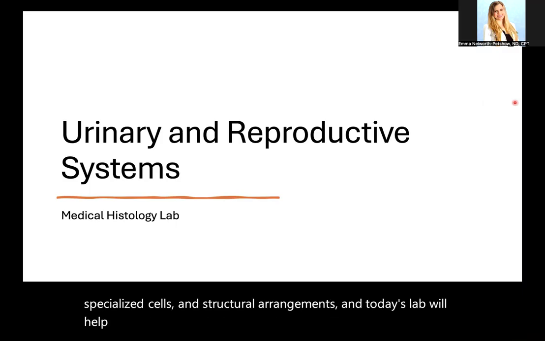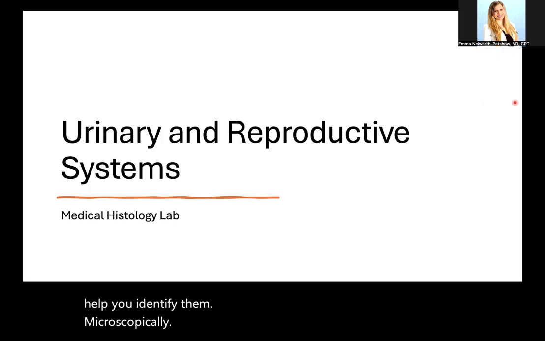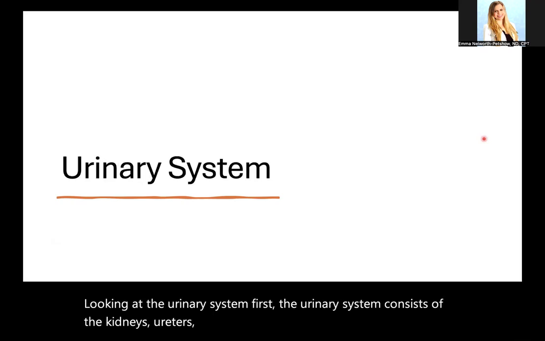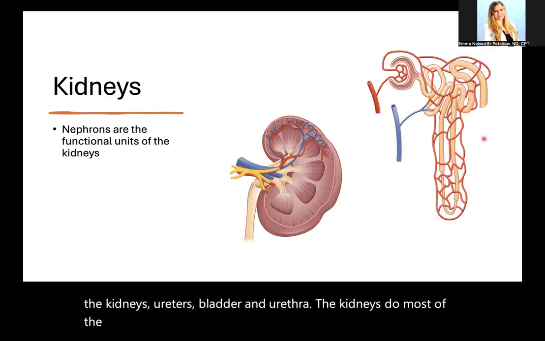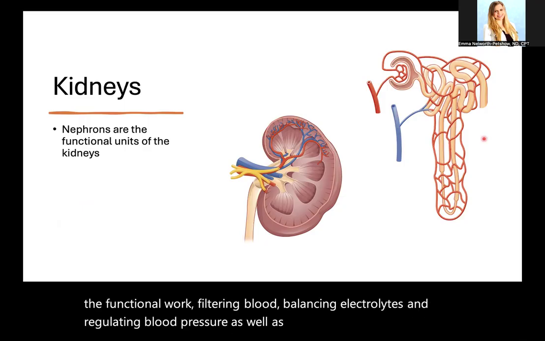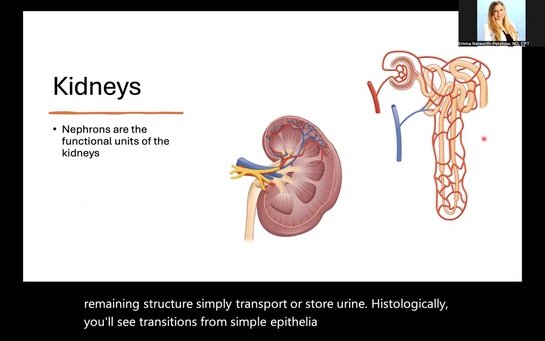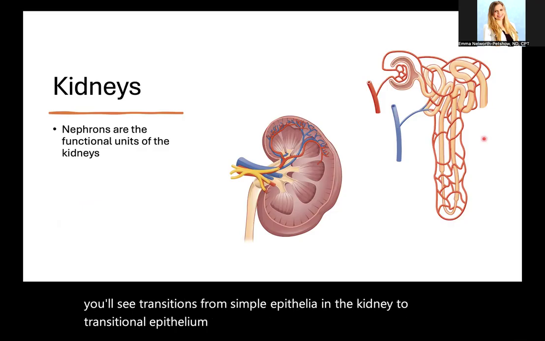identify them microscopically. Looking at the urinary system first, the urinary system consists of the kidneys, ureters, bladder, and urethra. The kidneys do most of the functional work, filtering blood, balancing electrolytes, and regulating blood pressure, as well as producing urine. The remaining structures simply transport or store urine. Histologically, you'll see transitions from simple epithelia in the kidney to transitional epithelium in the ureters and bladder.